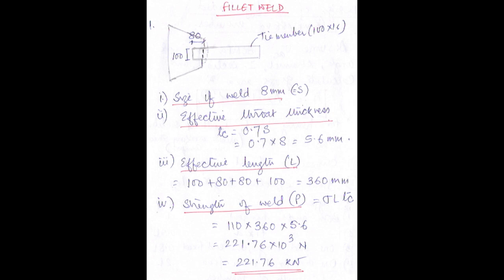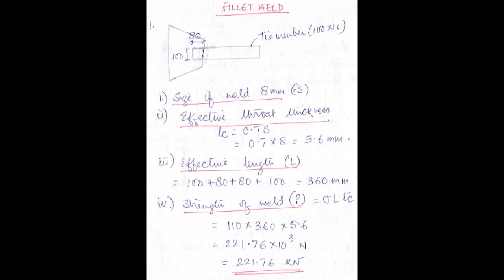So it depends on the question, how they are giving the question, how they have drawn the diagram. So in this figure they have given that all the four sides have to be welded. So it will be 360 millimeter effective length.